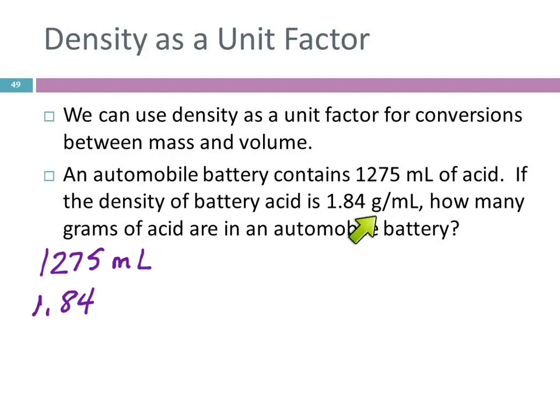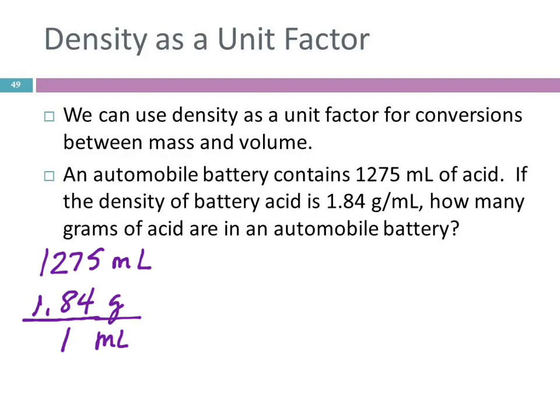This is written as a horizontal fraction, which is easier to type. But you're not typing when you're doing your work, so write it as a vertical fraction. And then you can see that that's actually a unit factor right there. 1.84 grams per milliliter, and that would be 1 milliliter in the bottom. So we wrote down our numbers.